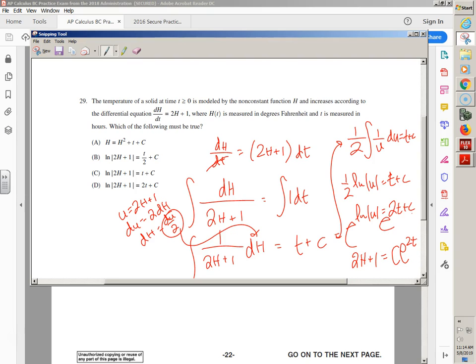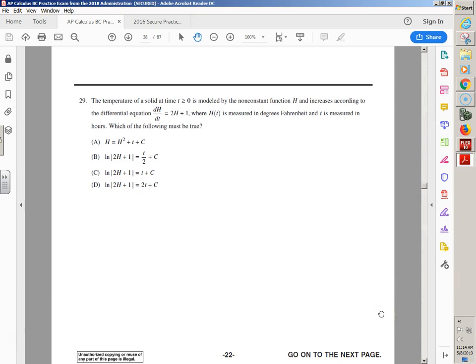Well, they didn't even keep going, did they? Mm-hmm. Sorry, they have ln of 2h plus 1 is 2t plus c. That was nice, and then they didn't even get h alone. You see it? Sorry, I just plugged in.